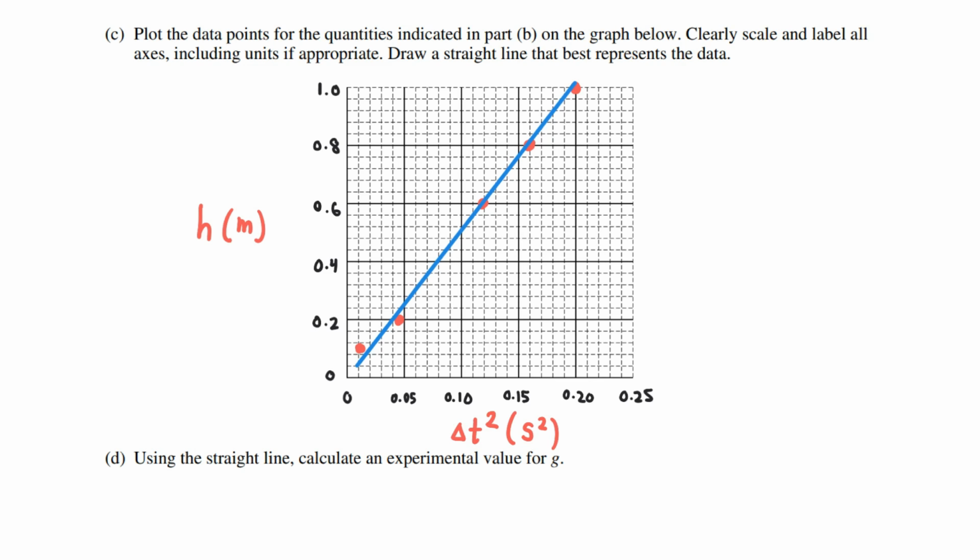As I stated before, here in part C we need to actually make that graph, and I've gone ahead and already done that for us. Part C says plot the data points for the quantities indicated in part B on the graph below. Clearly scale and label all axes, including units if appropriate. Draw a straight line that best represents the data. So I've already done all of that. I've taken the height column from the previous slide and plotted that on the y, or vertical axis. And I've taken the time squared row from the data table and plotted that on the x, or horizontal axis. I have equally spaced intervals going up and across the graph space, and I have those 5 points on the graph space.